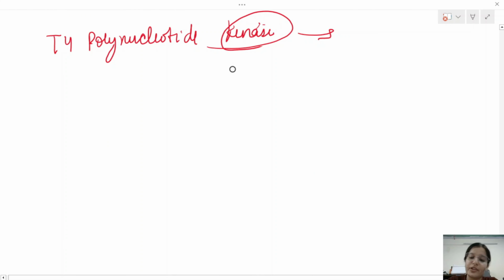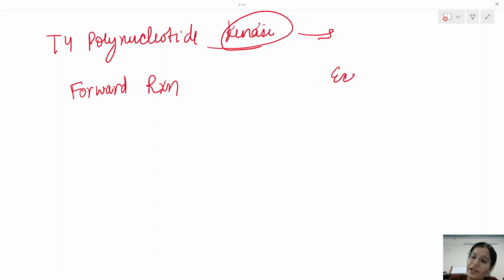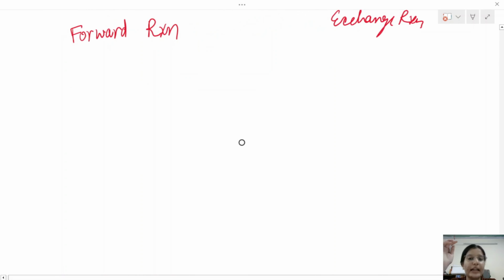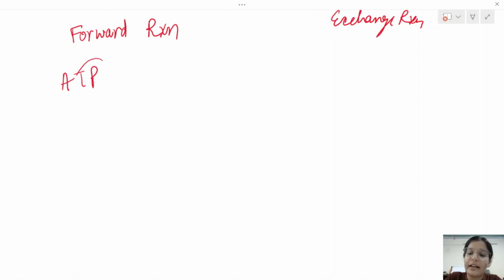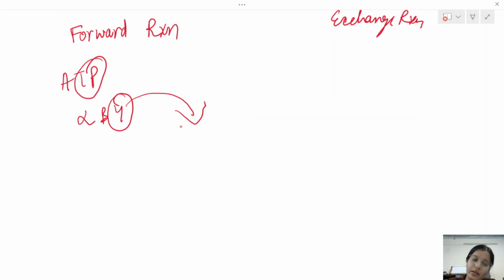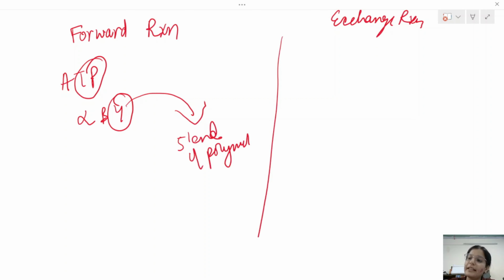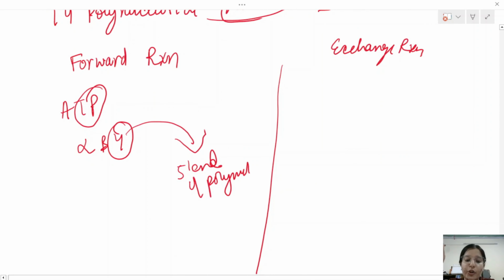They use two types of reaction, the forward reaction and the exchange reaction. In the forward reaction, polynucleotide kinase transfers the gamma phosphate from ATP to the 5' end of the polynucleotide. ATP has three phosphates, triphosphate: alpha, beta, and gamma. So this gamma phosphate is transferred to the 5' end of the polynucleotide.